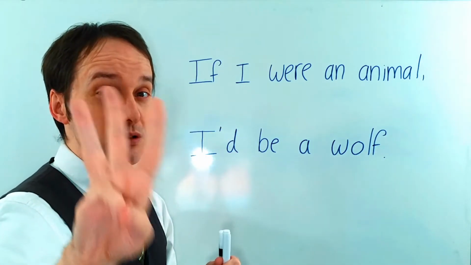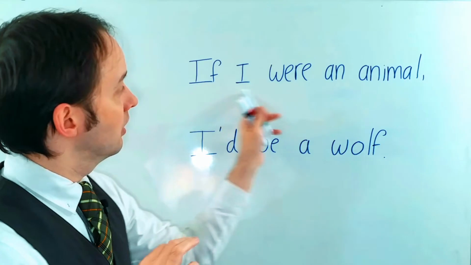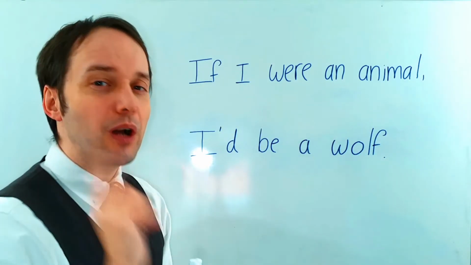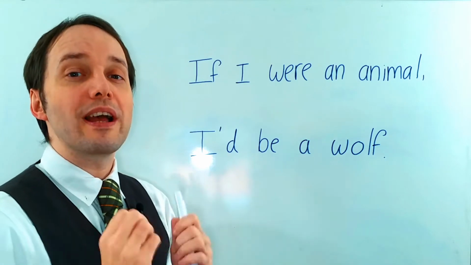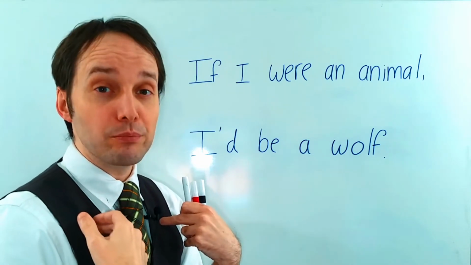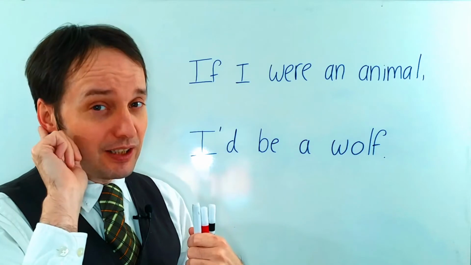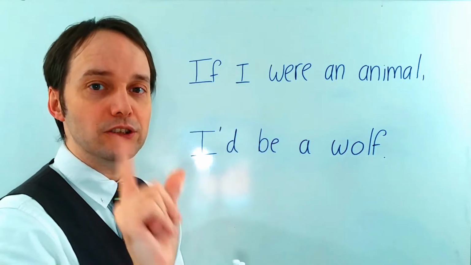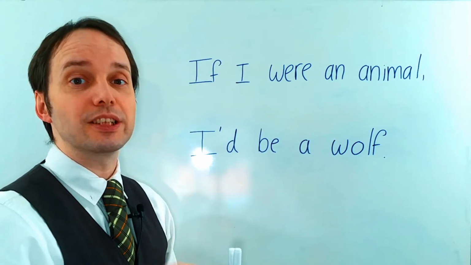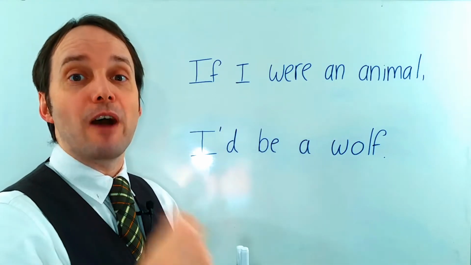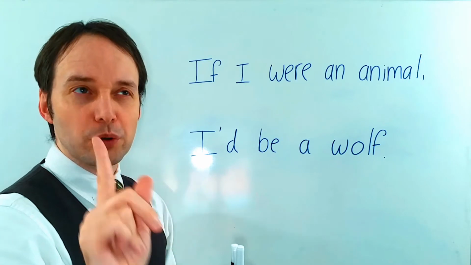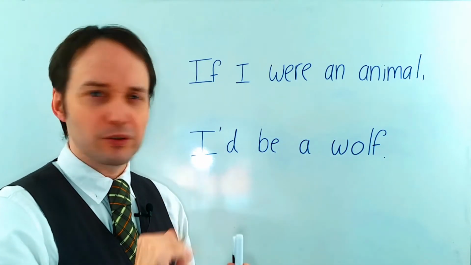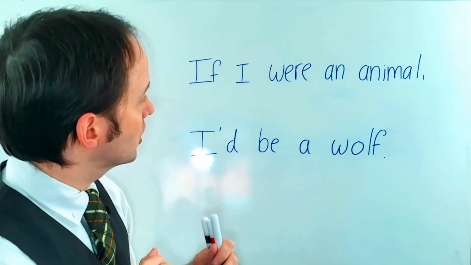Okay, so I said there are three examples. If I were an animal. Can you identify where they are? So if you listen to me pronouncing it naturally, listen very carefully and try to catch the three areas where the words connect. If I were an animal. One more, listen. If I were an animal. Okay, so let's have a look.